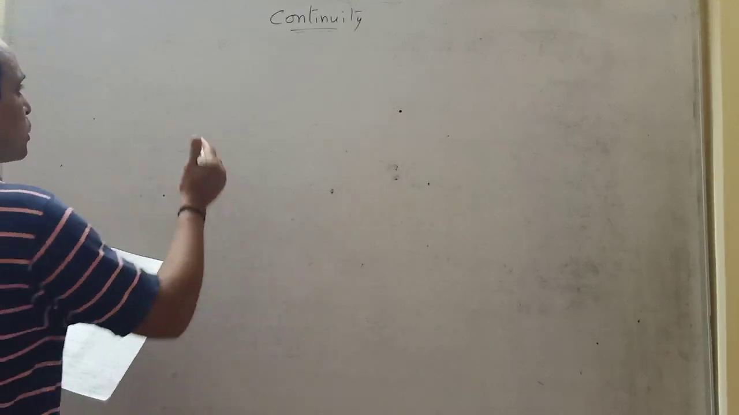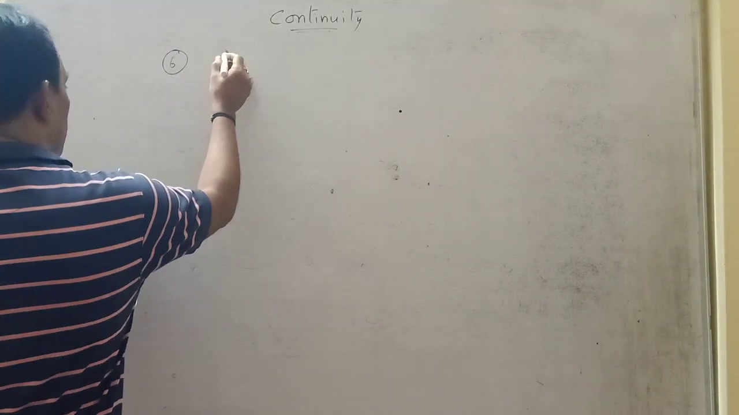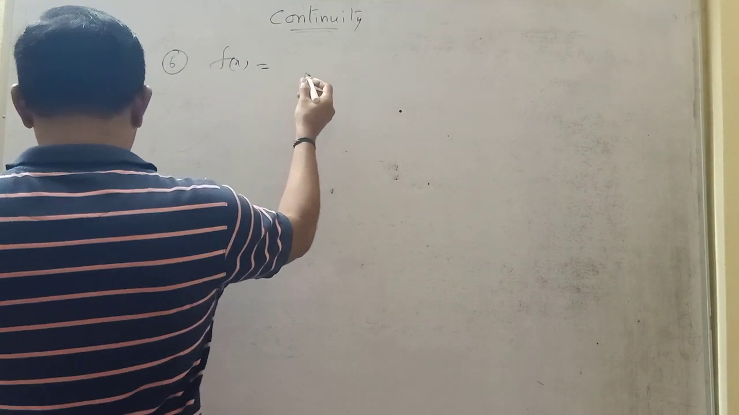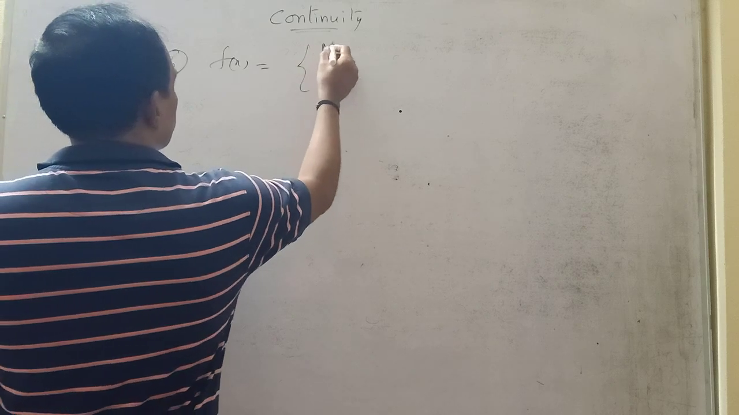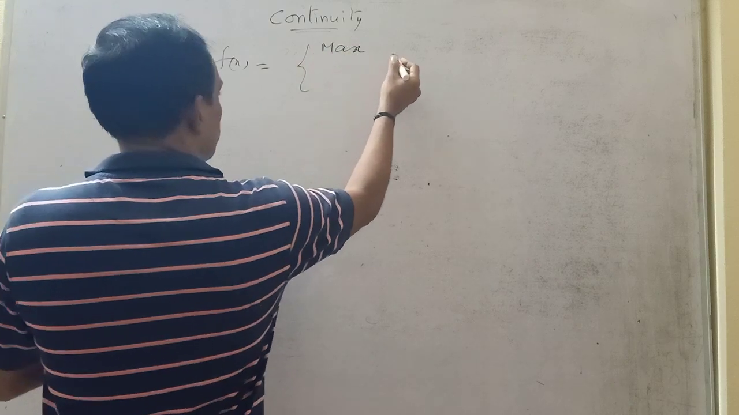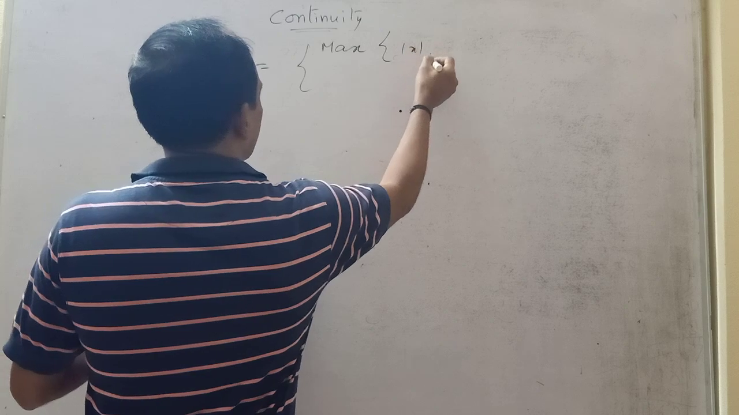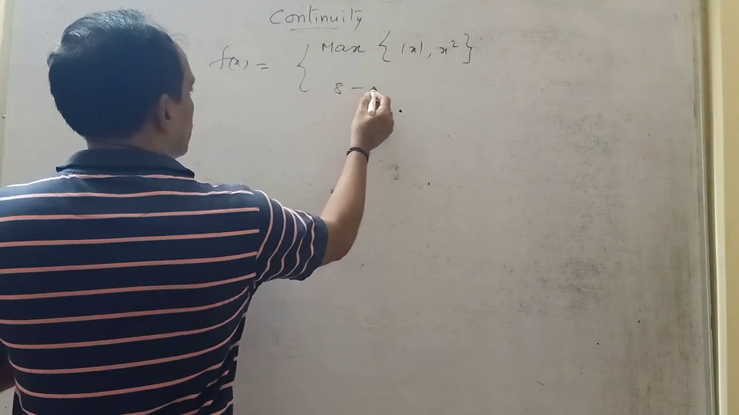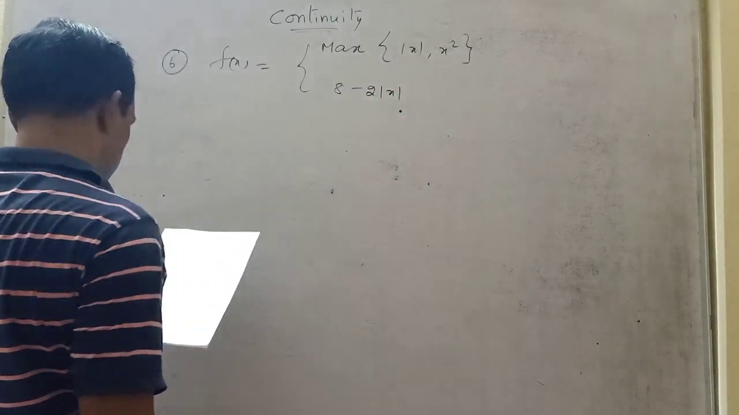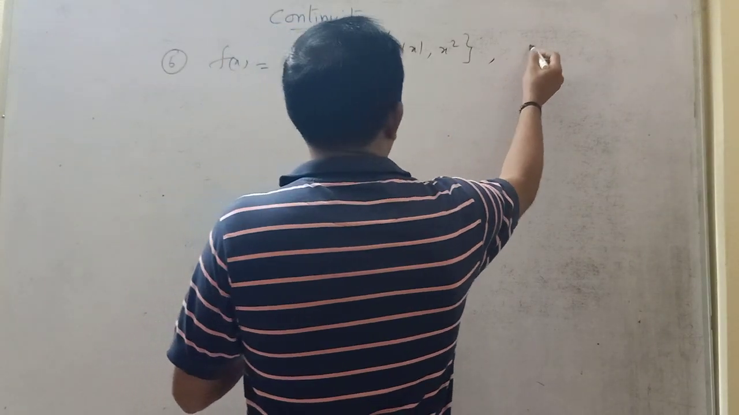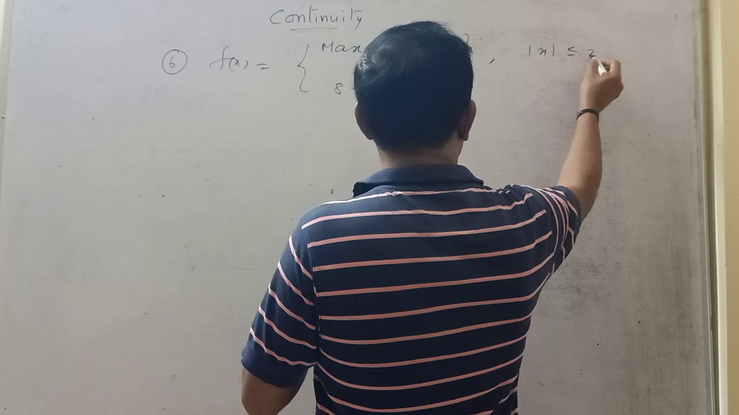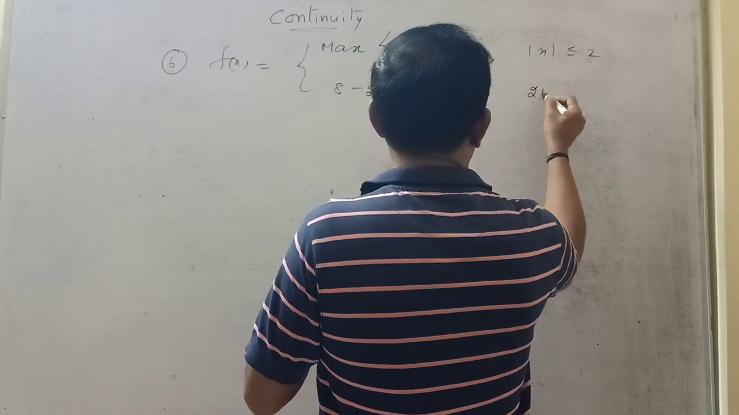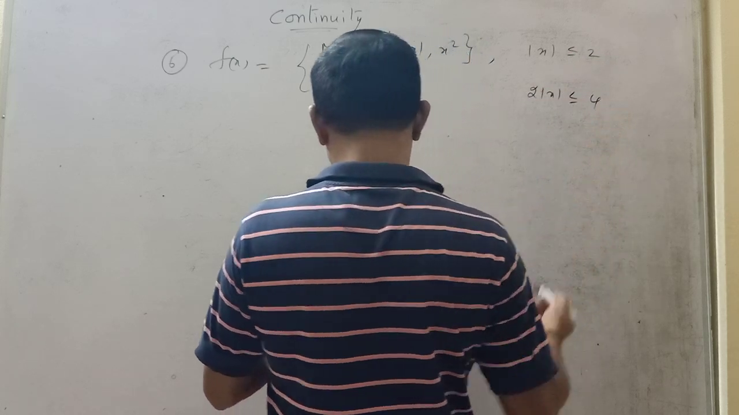Next, going to take one more, the best question. This is one of the best questions. F of x is equal to, you see, maximum of mod x comma x square and 8 minus 2 mod x, where mod x less than or equal to 2 and 2 less than or equal to mod x less than or equal to 4.